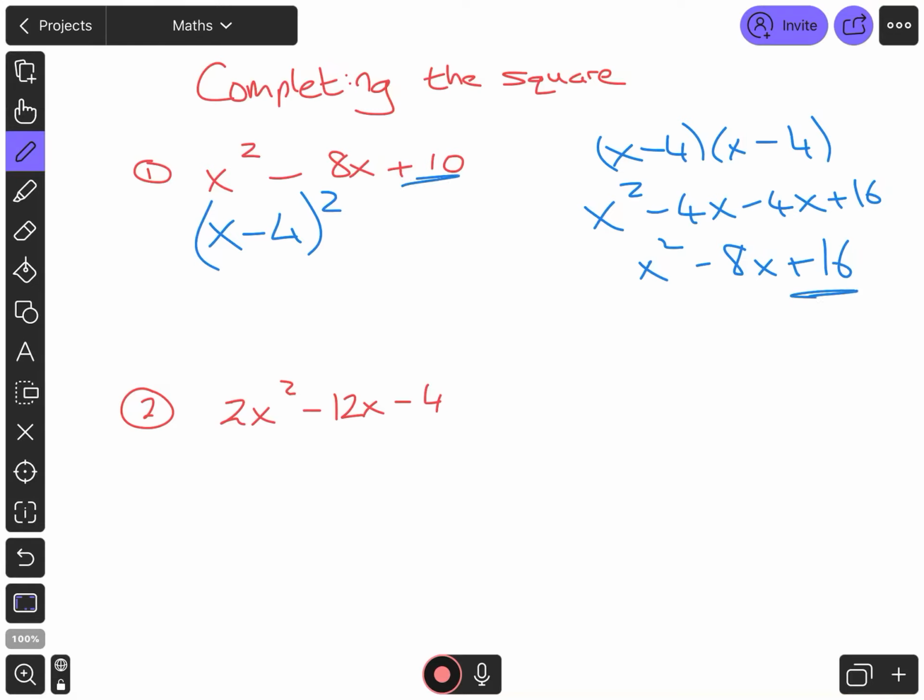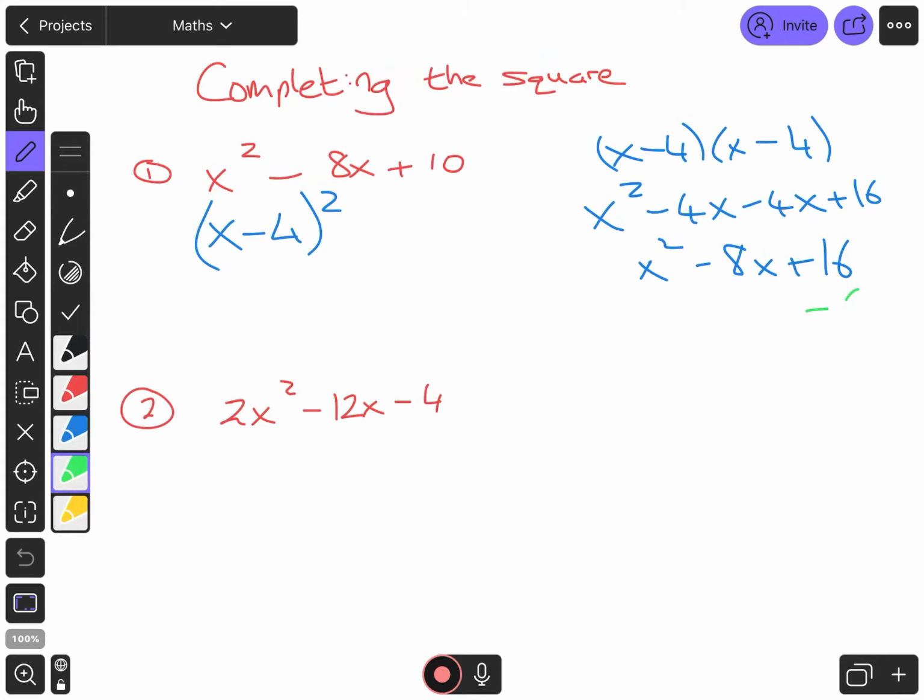So I'm at plus 16, but I want to be at 10. What I have to do to make this become this is subtract 6. So I need a minus 6 here, and I need to do the exact same thing over here, because now I'm back to this sum. So I know that all I've changed is what way that's written. They're the same value, they're just written in a different way.